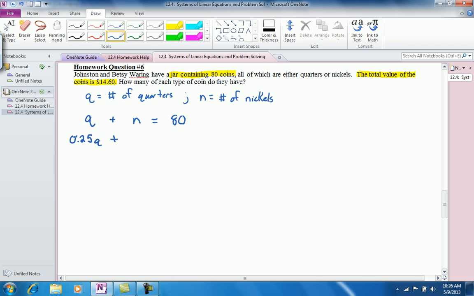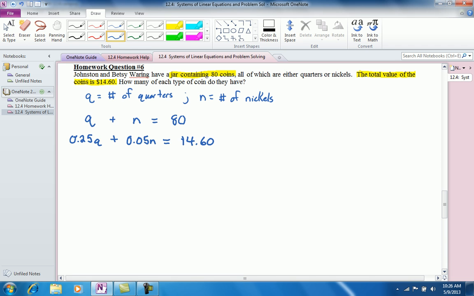thinking of what a nickel's worth in terms of value, that's 5 cents, 0.05N. And that will equal, if I add those two values together, the problem says that equals a total value of $14.60. Okay, so here are my two equations that I derived from this word problem. Take a second and make sure it makes sense to you before moving on.